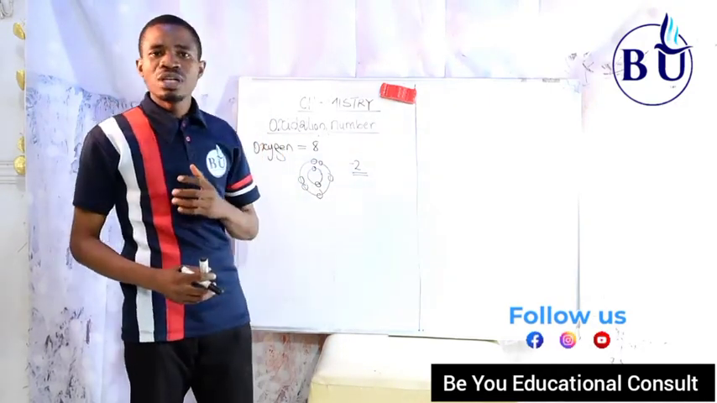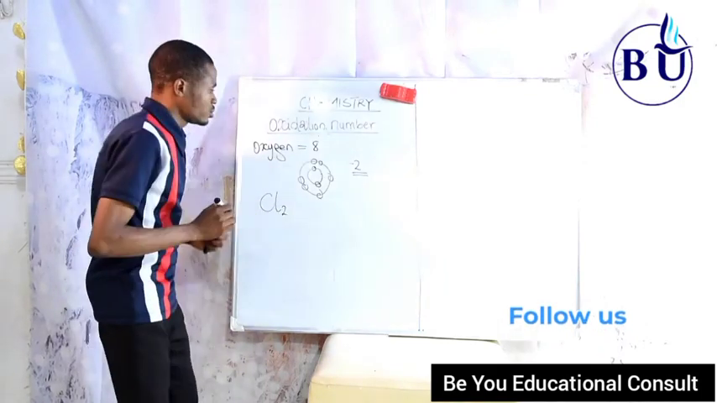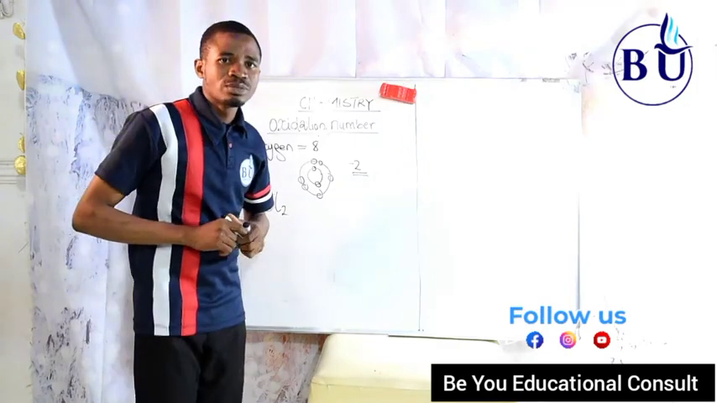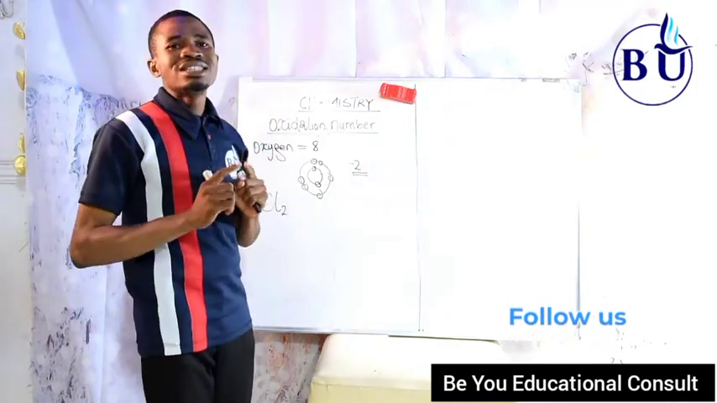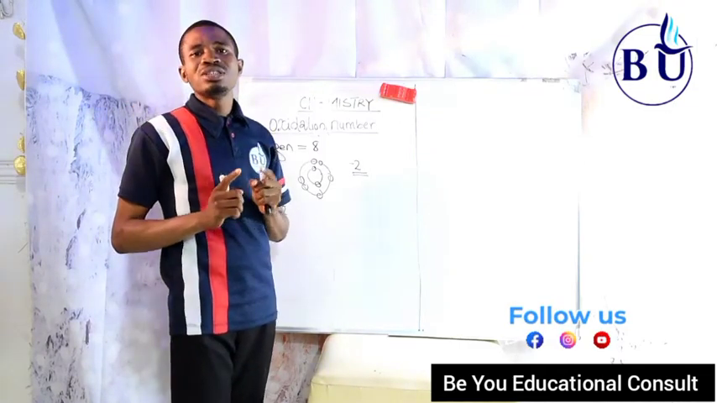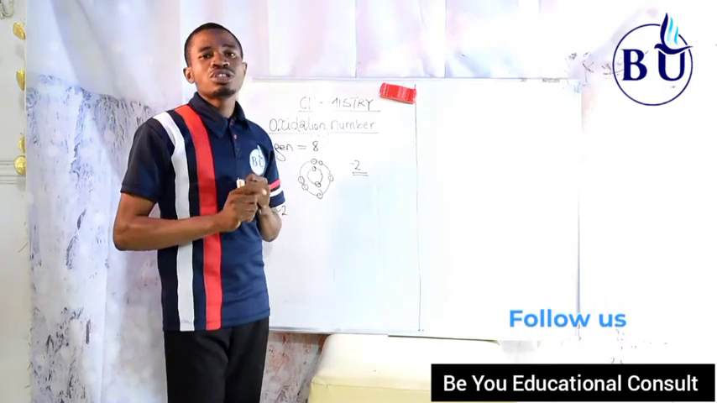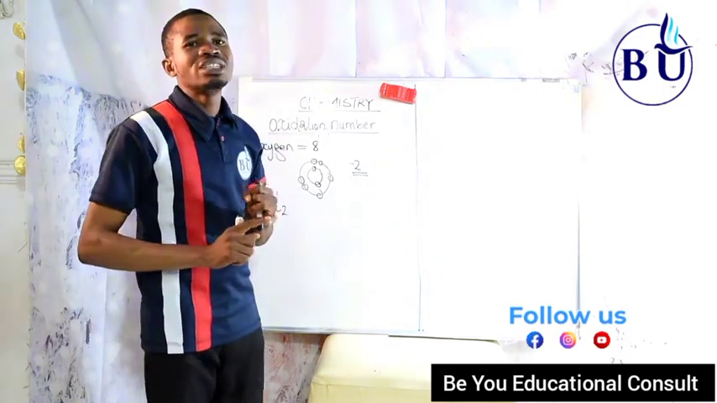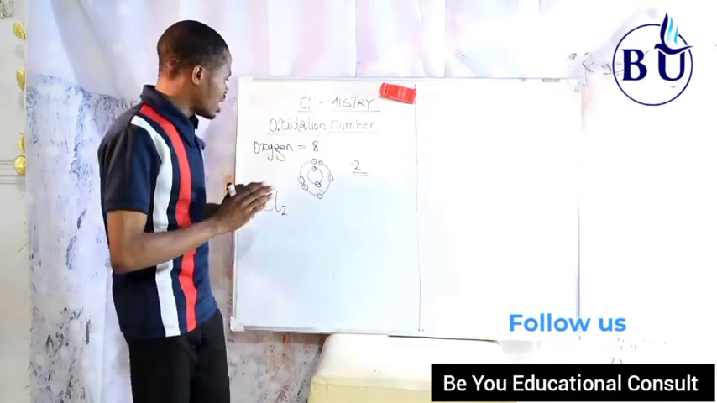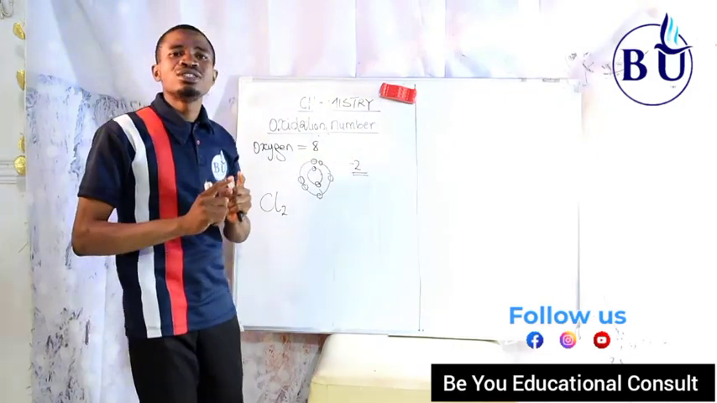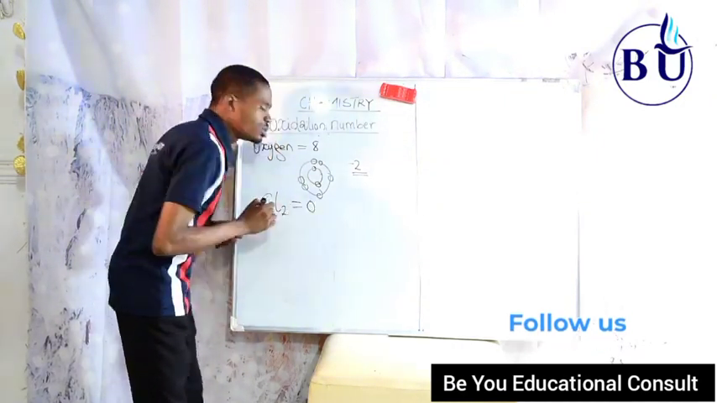I also want to give you a tip. If I ask you about chlorine, this is chlorine as an atom, and I want to tell you something. The oxidation number of elements in their free state or ground state is always equal to 0. I repeat: the oxidation number of elements in their free state or ground state is equal to 0. Whenever they are free, not combined with any element, standing alone, their oxidation number is 0. So the oxidation number of this chlorine you are seeing here is 0.